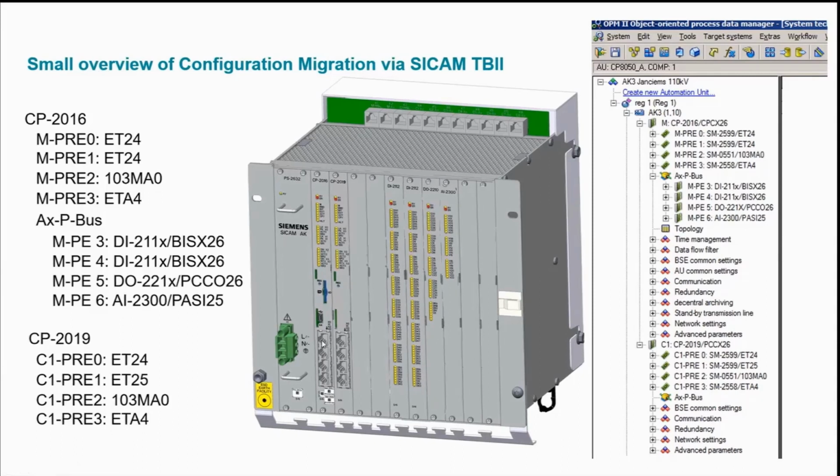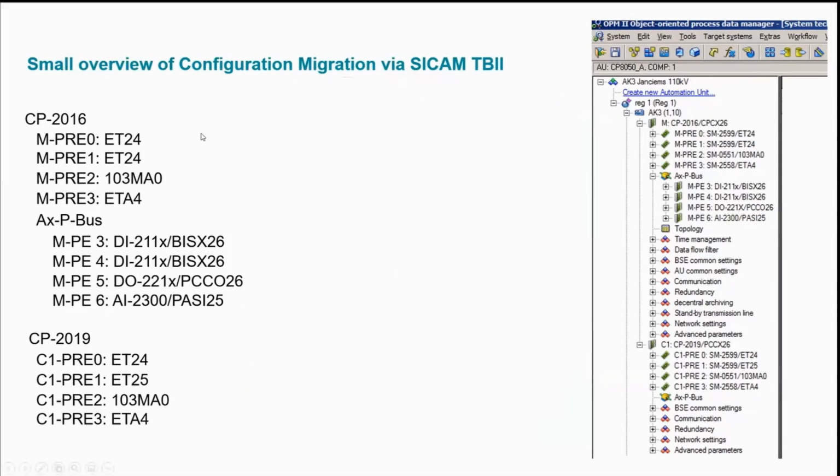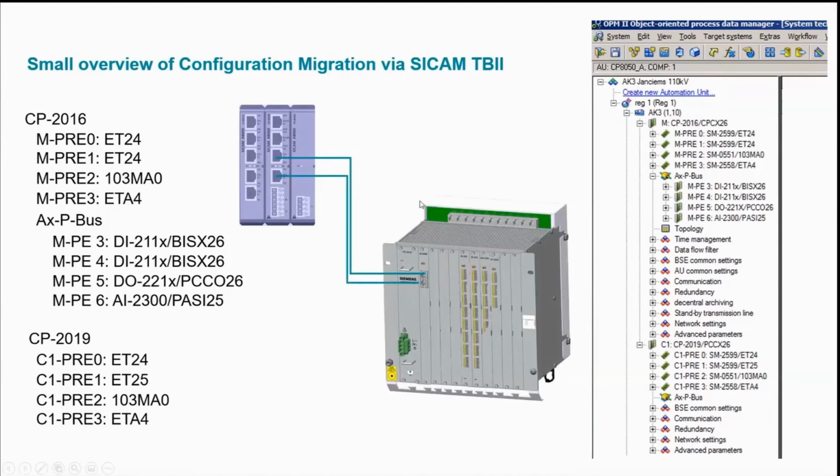Okay. So we need to migrate this to a CP8050 system. So what we will have to do, we will have to remove the CPUs, the CP 2016, the CP 2019 modules. And instead of the CP 2016, we insert the CI2530, which will be connected with the LAN ports of the CP8050.